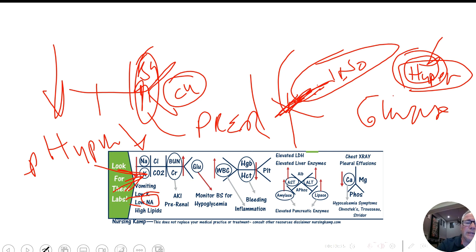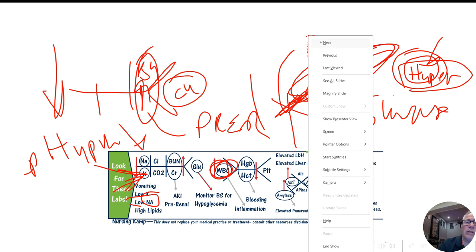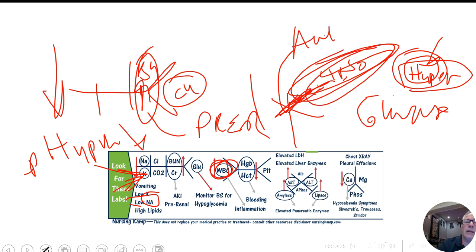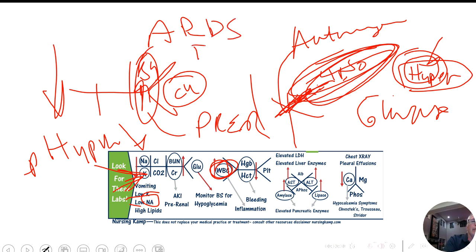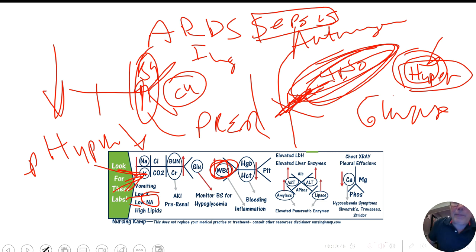All right, next thing is white count will be elevated, because as this pancreas starts to auto-digest, it starts to eat itself, basically. You start to get an inflammation, mass inflammation. And the biggest risk of that is that they actually end up getting ARDS, inflammation, and ultimately sepsis if not treated correctly. These patients are surgical candidates when we talk about it.